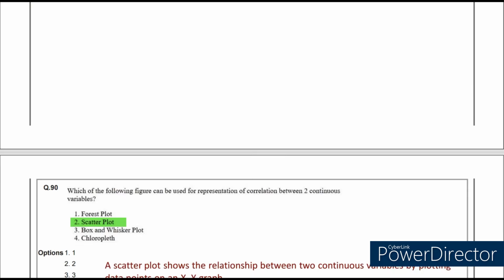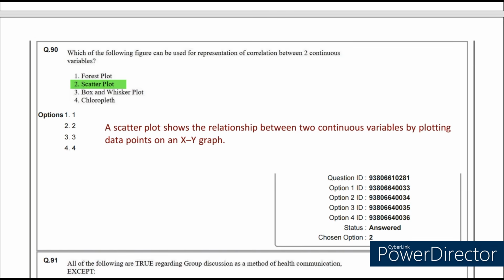And now coming to question number 90, which of the following can be used for the representation of correlation between two continuous variables? The correct answer should be scatter plot, because a scatter plot shows the relationship between two continuous variables by plotting data points on the XY graph. So the pattern of points, for example, upward, downward, indicates whether the correlation is positive or negative. The closer the points are to a line, the stronger the correlation. Let's also understand the example for continuous variable. It is very simple, weight of individuals or height of the individual.